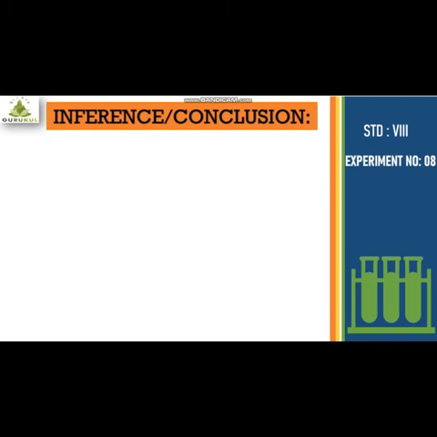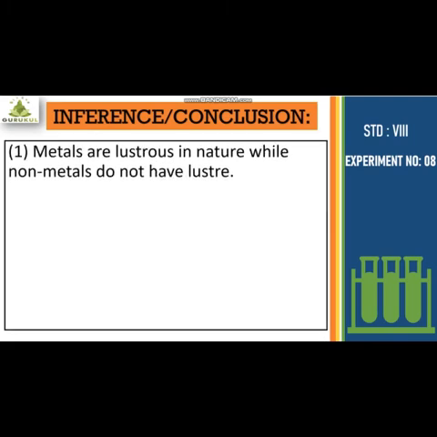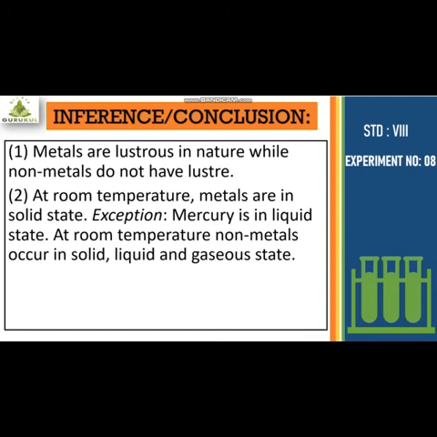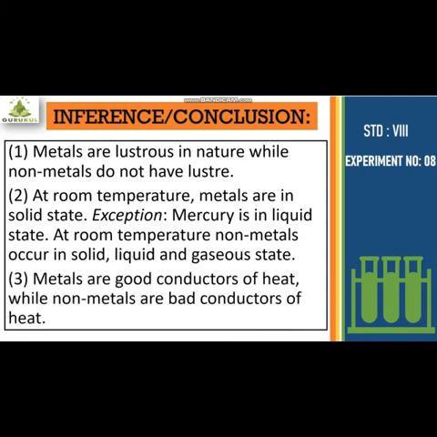Let us seek inference and conclusion, one by one. Very first point, metals are lustrous in nature while non-metals do not have luster. At room temperature, metals are in solid state, exception mercury, which is in liquid state, that we have studied in the chapter also. At room temperature, non-metals occur in solid, liquid and gaseous state. Third, metals are good conductors of heat, while non-metals are bad conductors of heat.